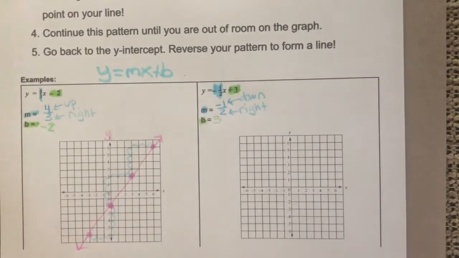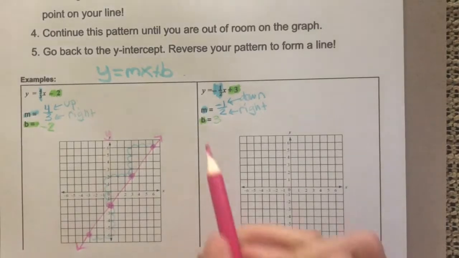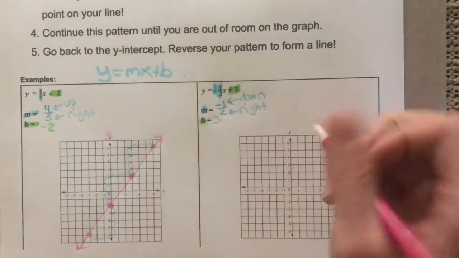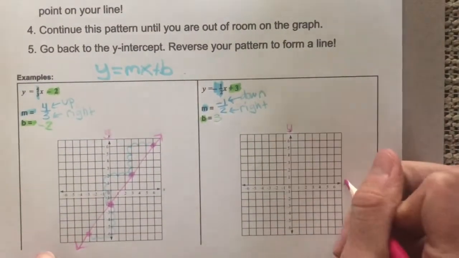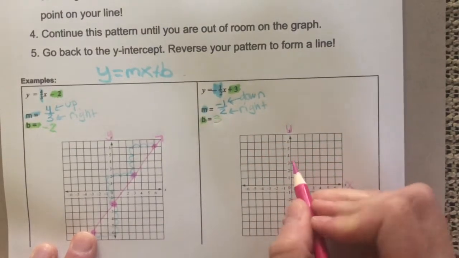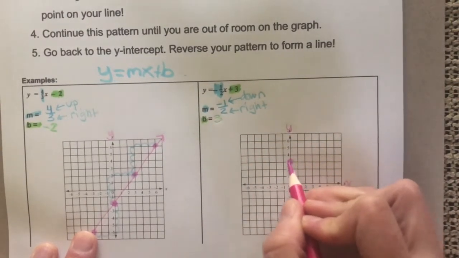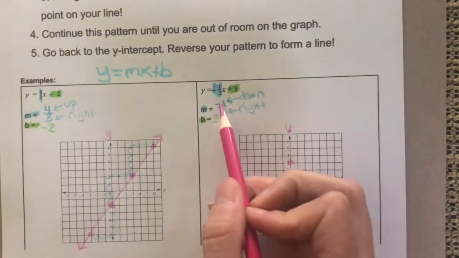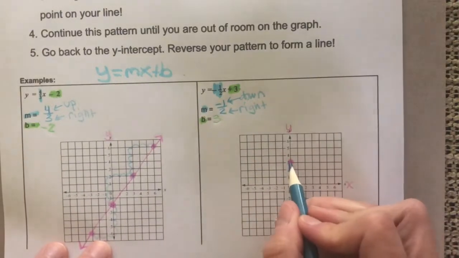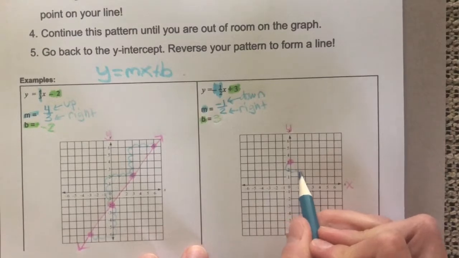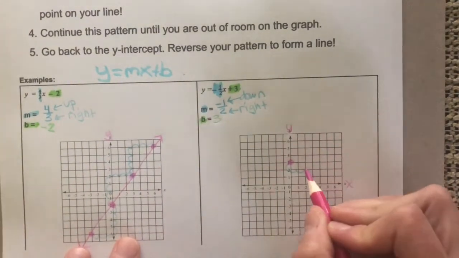So now we're going to create our graph. We are going to start at the y-intercept, which is here in green, which means our y-intercept is at a positive 3. So again, here's my y-axis, here's my x-axis. On my y-axis, I'm going to plot the point 0, 3. And then I'm going to follow my slope. Negative 1 tells me to go down 1 unit, and 2 is telling me to go to the right 2 units. And I can plot my point here.